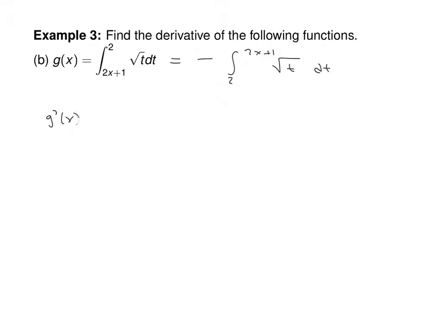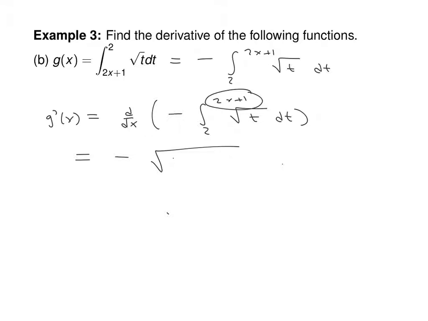So g prime of x will be the derivative of negative integral from 2 to 2x plus 1 of root t dt. Negative. So what gets plugged in for the t? What gets plugged in for t is whatever's up there: root 2x plus 1. And because the thing you plugged in was an x, you've got to multiply by its derivative, which is 2. There you go. There's the derivative.